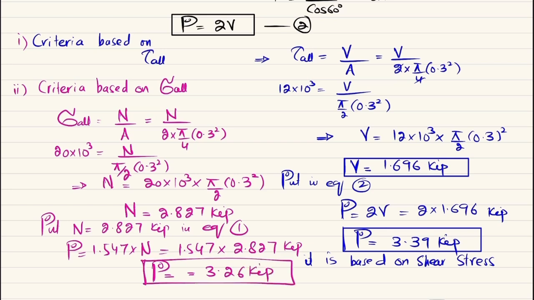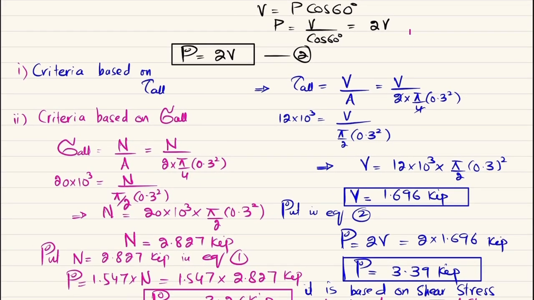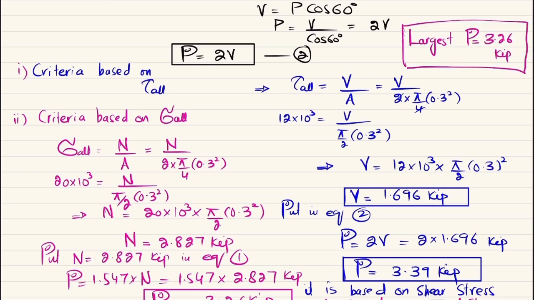And this P is based on normal stress. So here you can see we have two values. One P is this one and another one is this one. So this largest load, I will write it over here. The largest tensile load, largest P, which can be applied on this system is 3.26 kips, and which is the answer of this question.